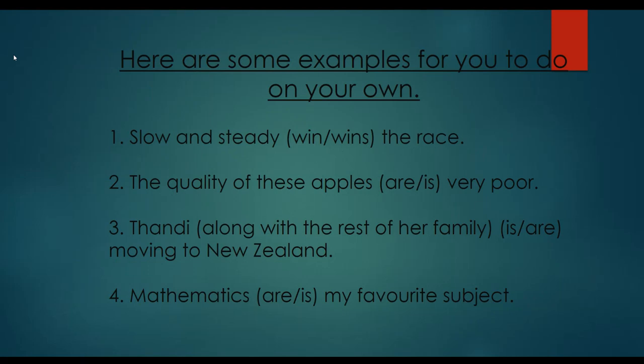Here are some examples to do on your own, and after this presentation there'll be a quiz that you need to do as well. If you read through them, you can see that we have the sentences: slow and steady wins the race. The quality of these apples is very poor. Tandy, along with the rest of her family, are moving to New Zealand. And mathematics is my favorite subject. Whenever you are feeling a little bit confused, you need to go back and try and figure out the rules, and then apply them to the sentence and make the correct choice.